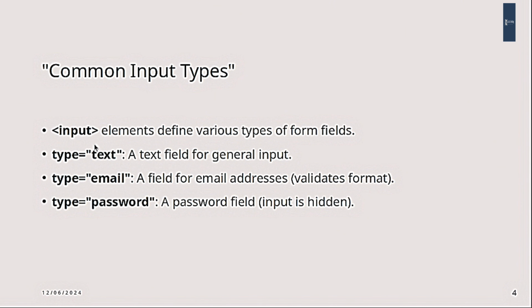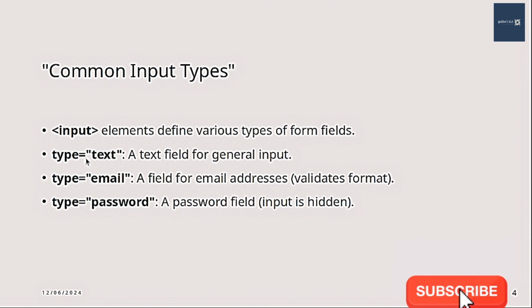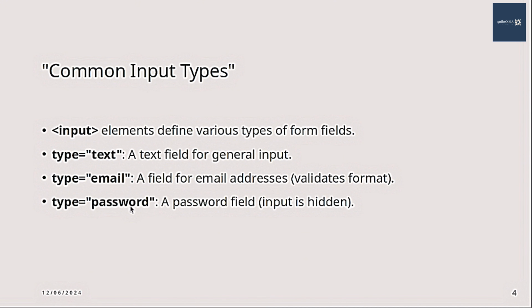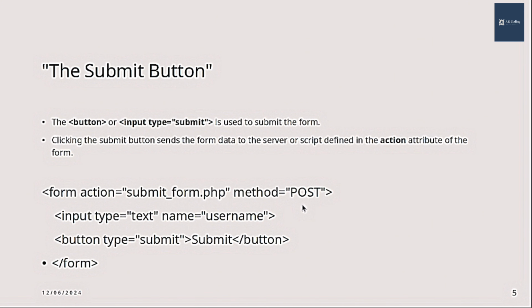So we have common input types, as I showed before. We have text, email, password. We use text for name, and number for age, right? And we have a password also. We have an email. Email validates the email address format, and for the password field the input is hidden, and it only works for password. So the submit button, the button or input type submit.